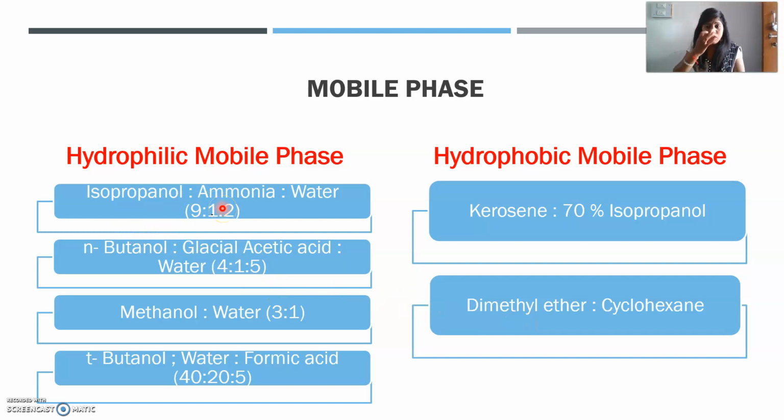Hydrophilic mobile phase means what? In this case, isopropanol, ammonia, and water in the ratio of 9:1:2 can be utilized. N-butanol, glacial acetic acid, and water in a 4:1:5 ratio can be utilized. Methanol and water in the ratio of 3:1 can be utilized. Tertiary butanol, water, and formic acid in the ratio of 40:20:5 can be utilized for the paper chromatographic analysis.